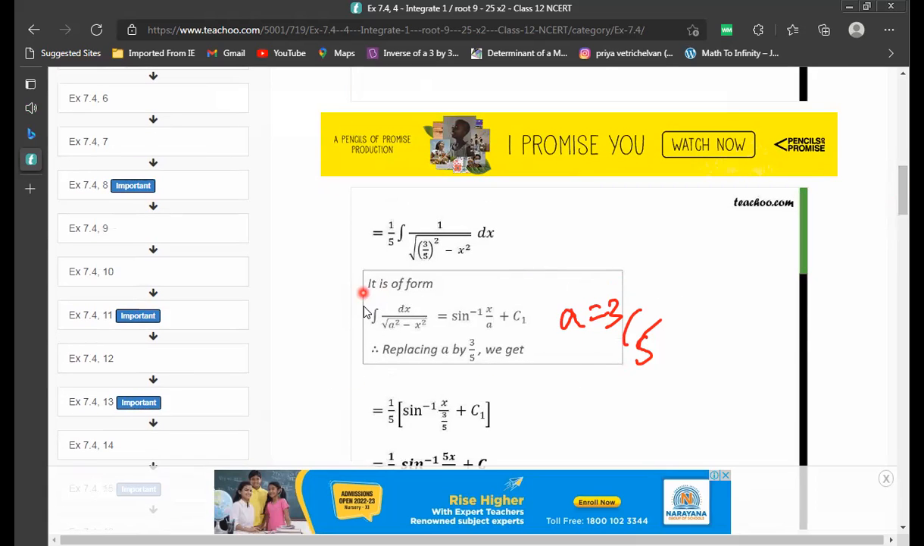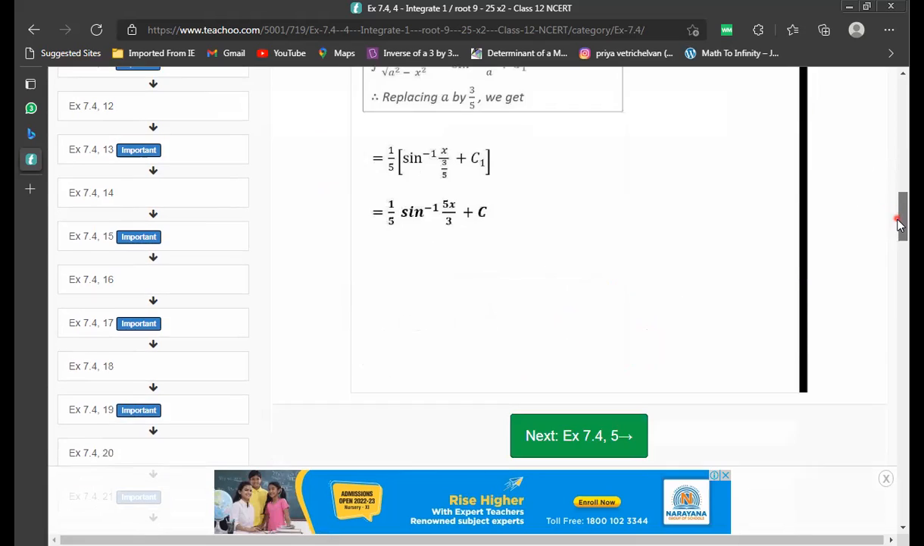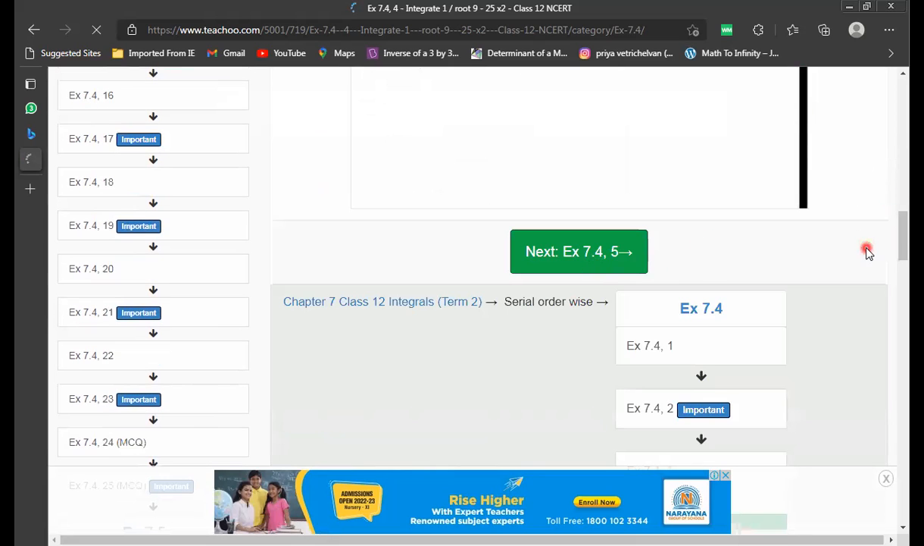This is very important. So what is dx upon x square plus a square? What is dx by square root of x square plus a square? What is dx by square root of a square minus x square? So knowing the general form is very important.